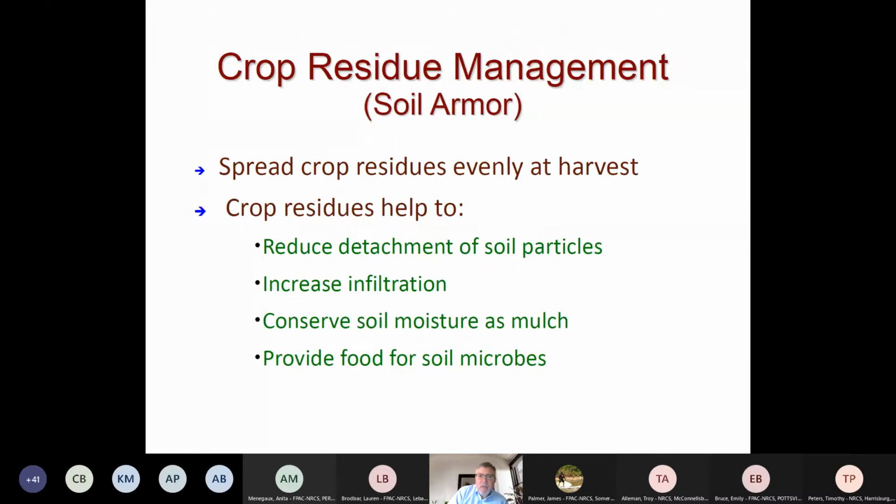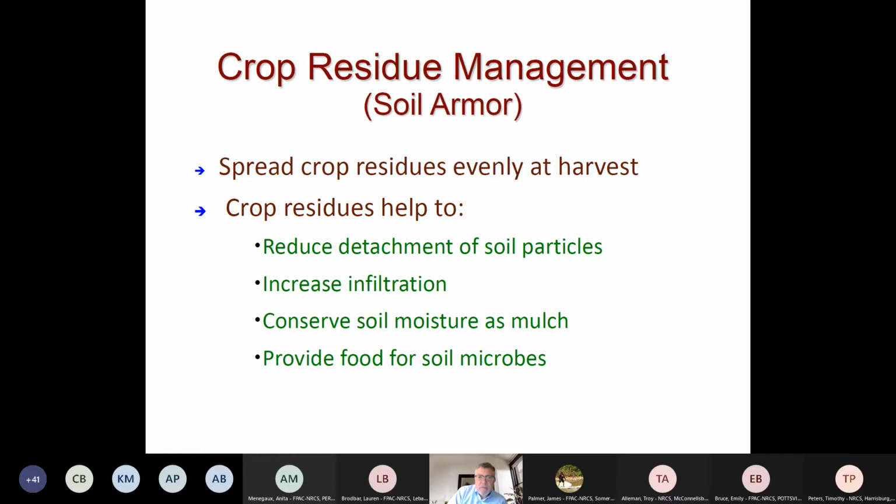Residue management. This is what comes out behind the harvesting equipment and what's left behind in the field. It's important that those residues are spread evenly at harvest, okay? Because they're going to reduce the detachment of soil particles by covering the soil. They're the number one soil armor feature. They increase infiltration by protecting the surface of the soil, conserve the soil as a mulch, and provide food for microorganisms, and that includes our earthworms that need to feed off the surface of the soil.